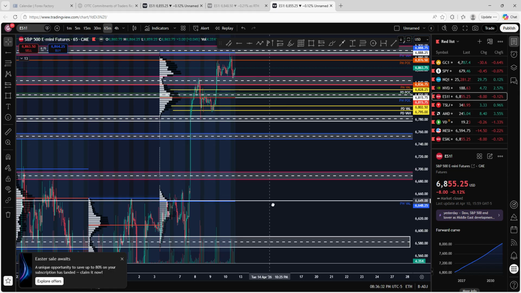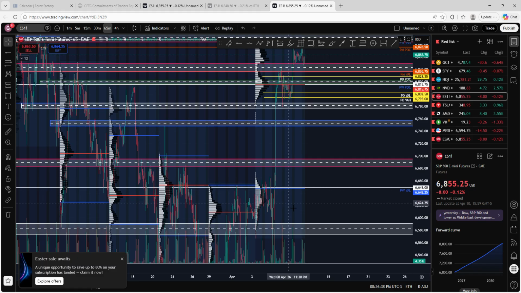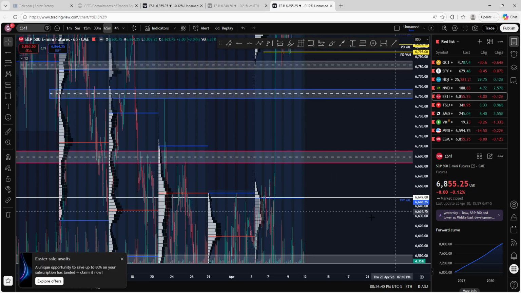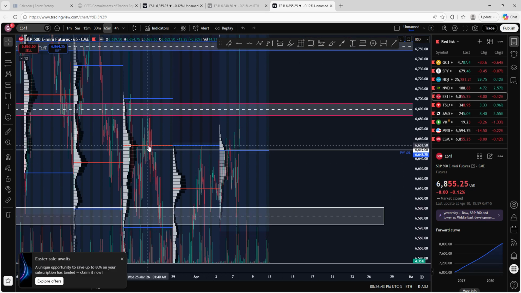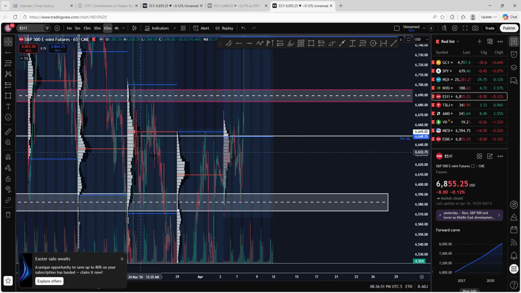Value area low sitting here. This is an area we're going to want to pay attention to when we come back to it, if and when we come back to it here. You've got weekly POC, weekly value area high, and weekly current week value area low. Okay, so this is a stacked area right here.